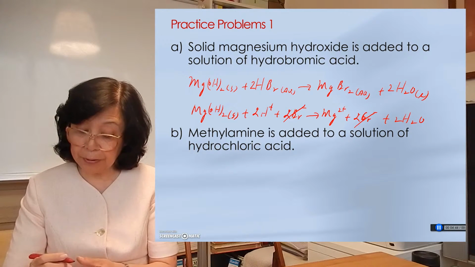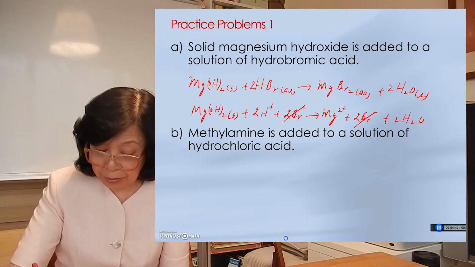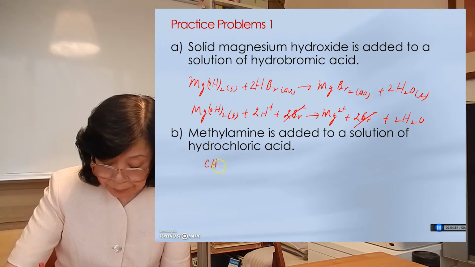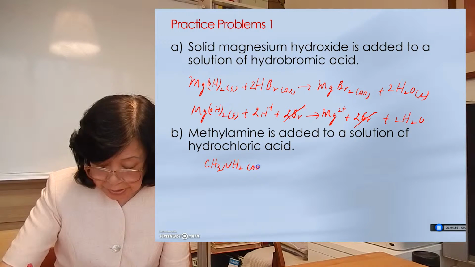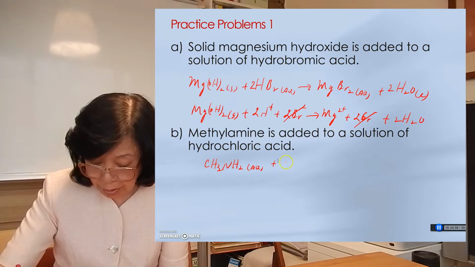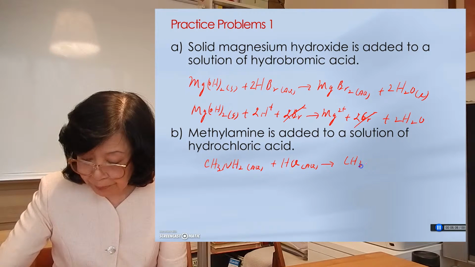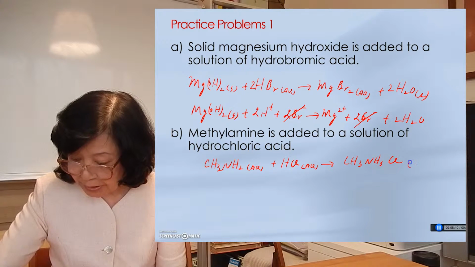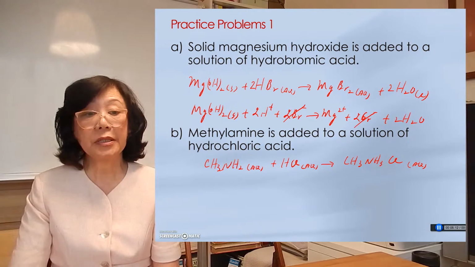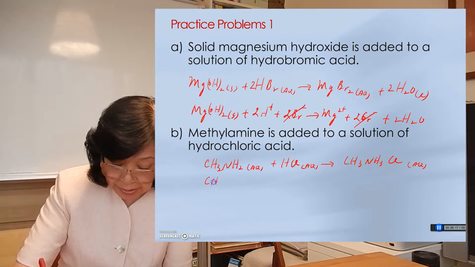The next one, methylamine added to a solution of hydrochloric acid. Remembering methylamine, how you write this? CH3NH2. Now this is a weak base. So we add that to a strong acid, HCl, hydrochloric, aqueous. We form this CH3NH3Cl that's dissolved in water. Since methylamine is a weak base, we do not ionize it. We write it as like a molecule.